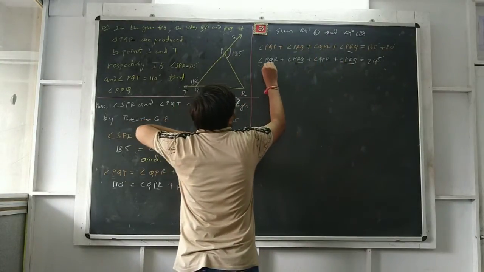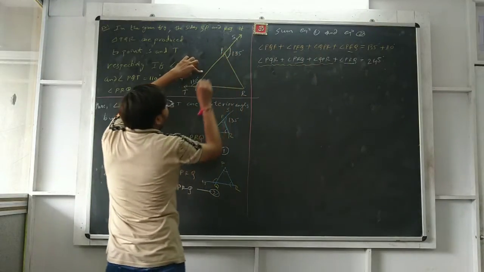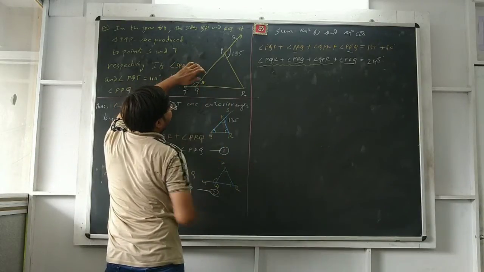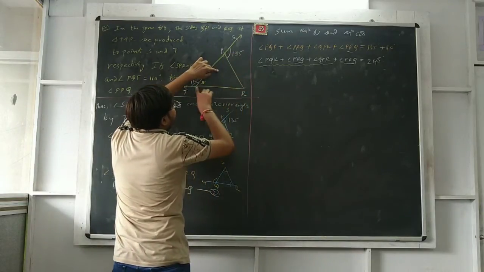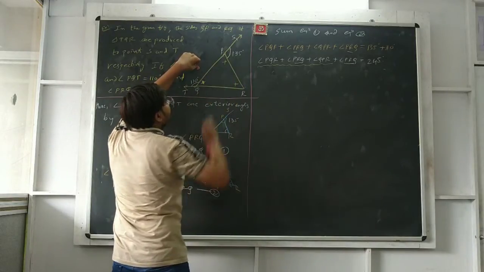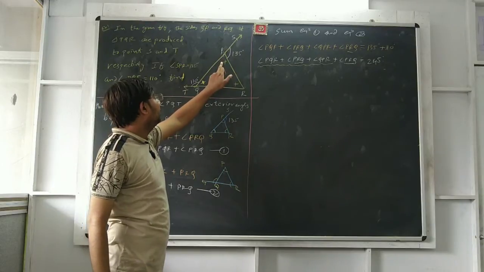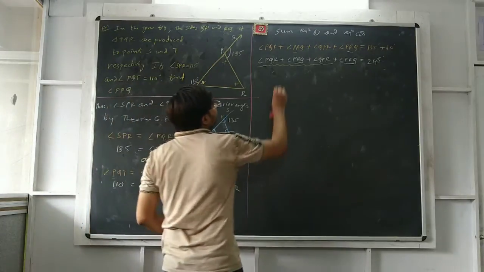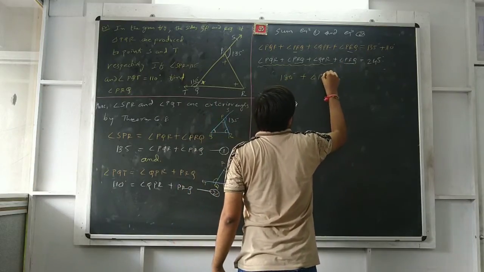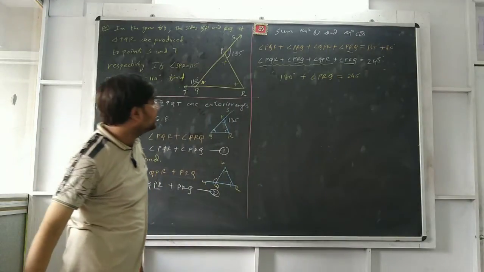I can write here PQR, PRQ and QPR is equal to, PQR, this angle. Okay, I can draw this angle. PRQ, this angle. Okay, and QPR, this angle. This is the triangle. What is the sum of the angles in a triangle? 180. So I can write 180 plus angle PRQ is equal to 245. Ready? So it is our solution.